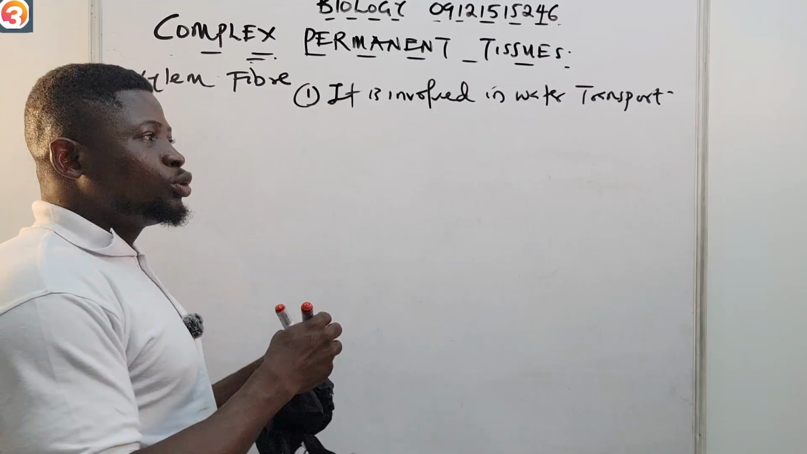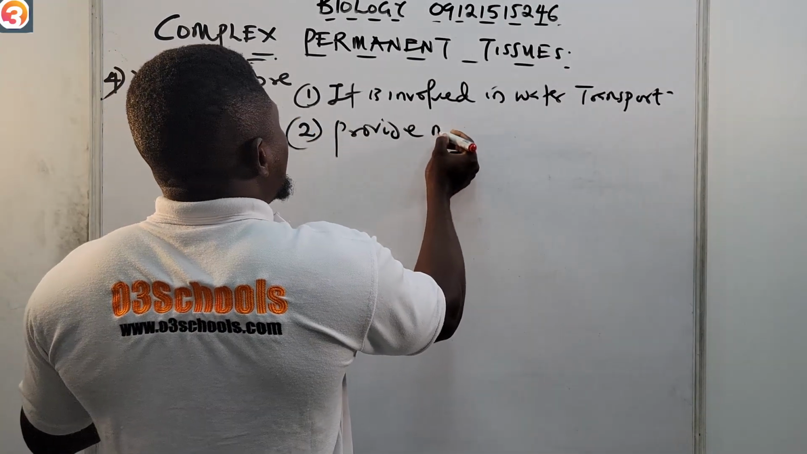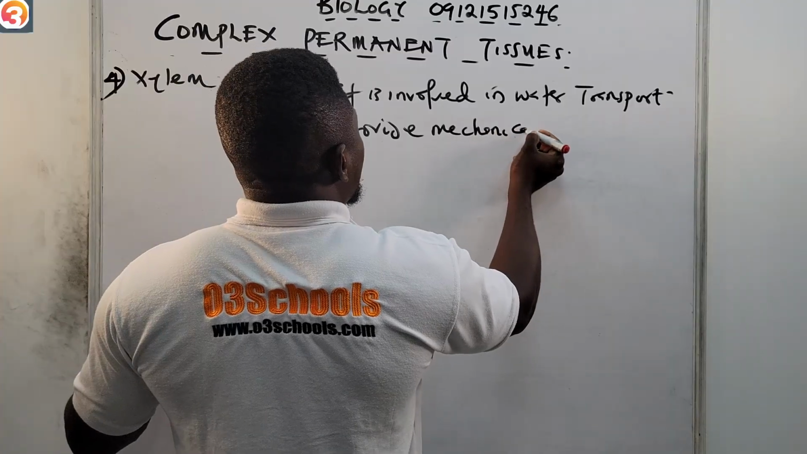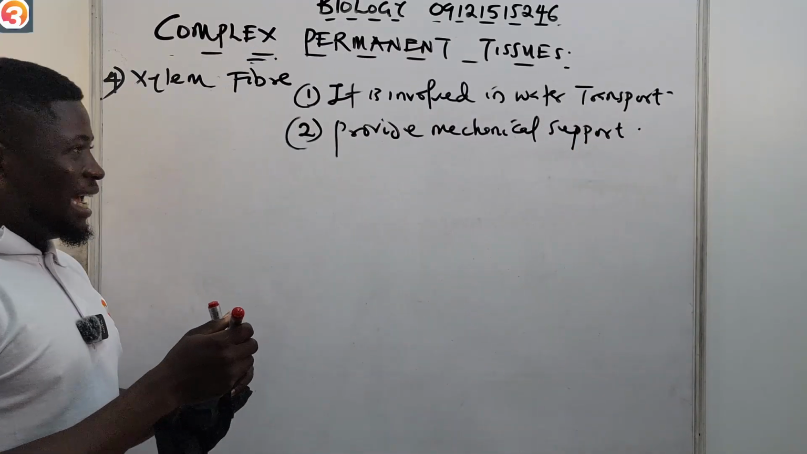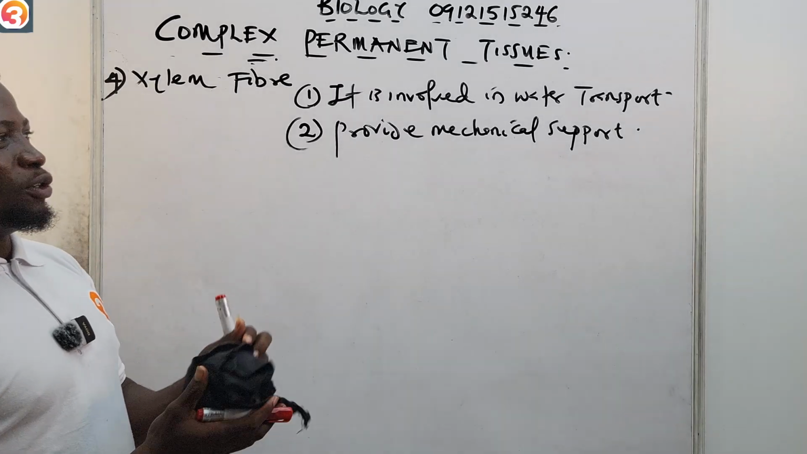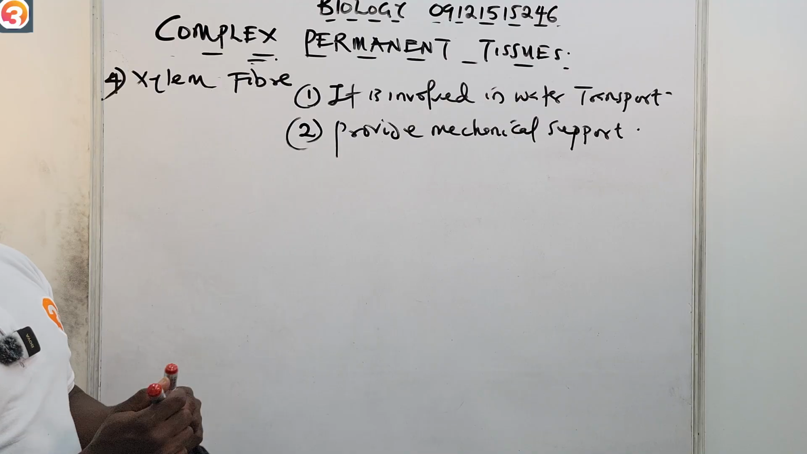And then number two, and lastly, it helps to provide mechanical support to the plants. So the xylem fiber helps in the provision of mechanical support to the plant. So these are the components of the xylem.